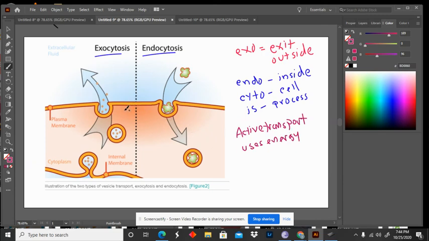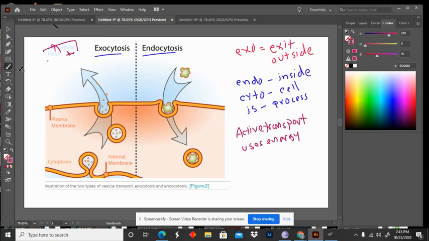So let me go over exocytosis. So again, it's kind of hard to see, but this is out of the cell. This is outside. Oops. How do I do that? I messed up, but let me erase that. Oops, I'm deleting the picture. See, this is why fancy YouTubers have editors. I don't have an editor.